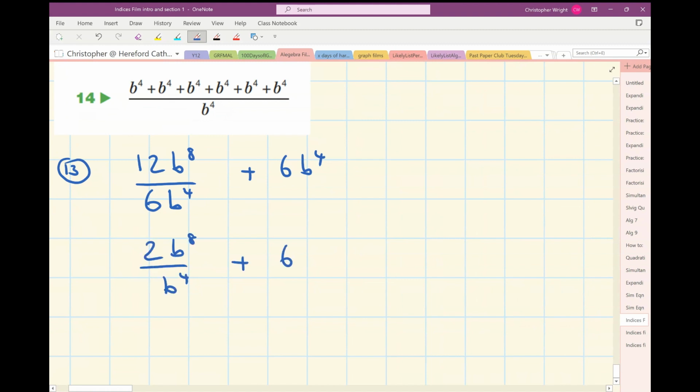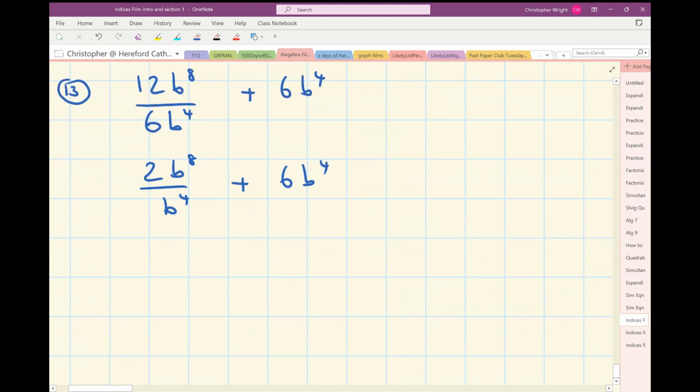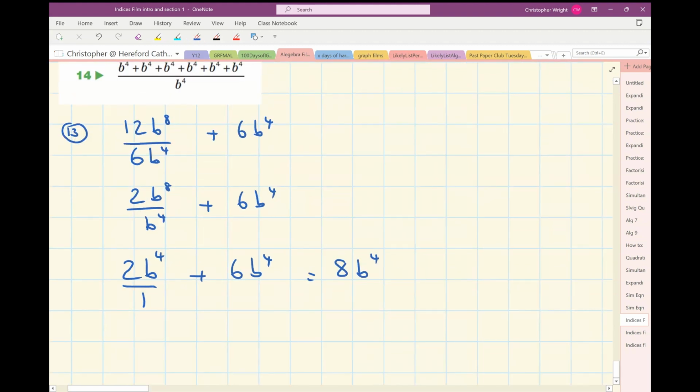Got to remember to copy down that plus 6b to the 4. And now I'm going to divide top and bottom by b to the 4. Leaves me with 2b to the 8 divided by b to the 4. Subtract the indices. 2b to the 4 over 1 plus 6b to the 4. Well, 2b to the 4 over 1 is just 2b to the 4. So I've got 2b to the 4 plus 6b to the 4 gives me 8b to the power of 4. So that's number 13 done.